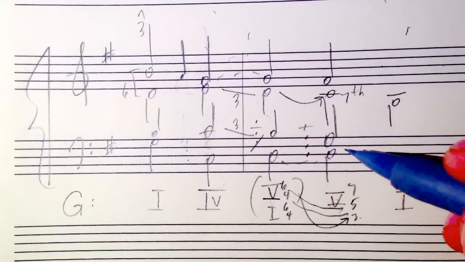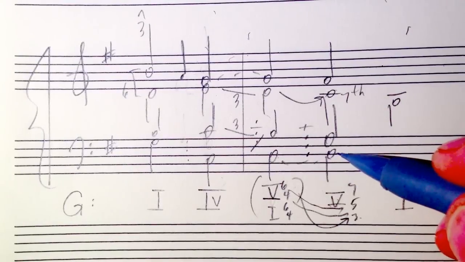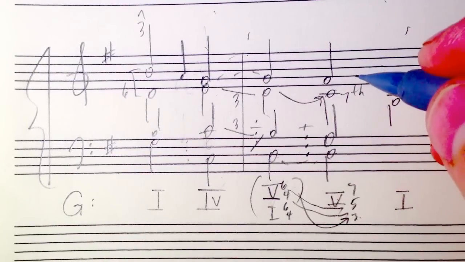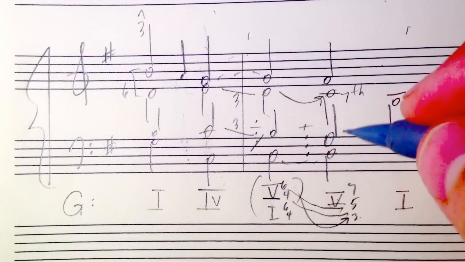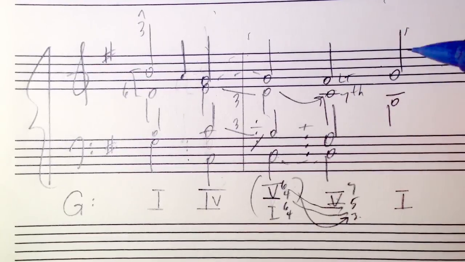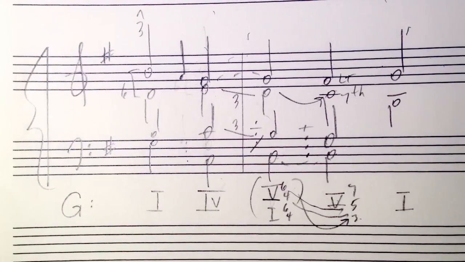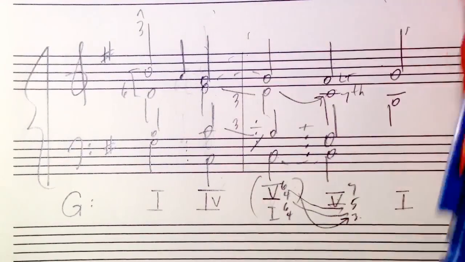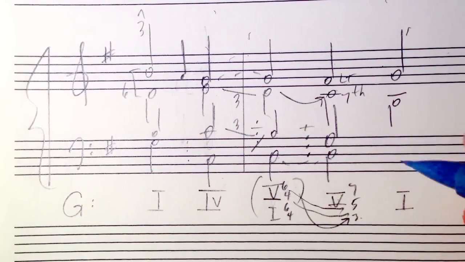We know that the leading tone of the 5-7 resolves upward. What is the leading tone of this 5-7 chord? D, F sharp, A, C. It's the F sharp. The F sharp is the leading tone and it needs to resolve up to the tonic. Okay? Now, the D natural needs to resolve down to the tonic.